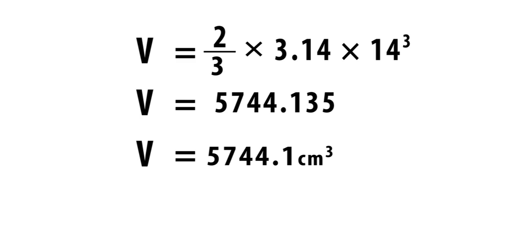5,744.135. We have to write our answer to 1 decimal place. So doing the conversion, we have v equals 5,744.1 centimeters cubed. Now, we look at another example.